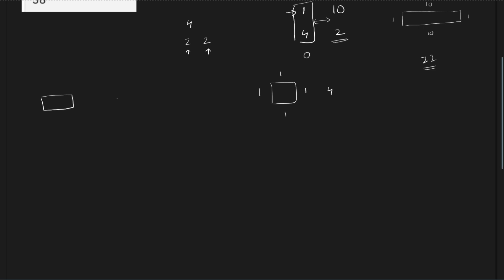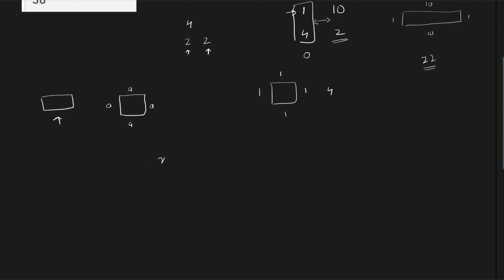Why? Because this is also a rectangle, right? Even if all the sides are equal, this is also a rectangle. It's just that it's a special case of rectangle which we call a square, right? So square is nothing different, it's just a special case of a rectangle. So that is why we will try to form rectangles instead. How do we form those rectangles?